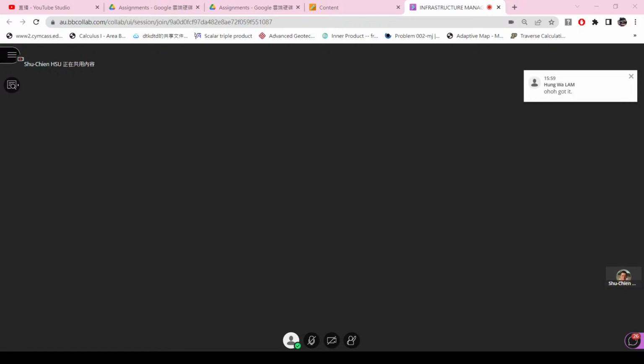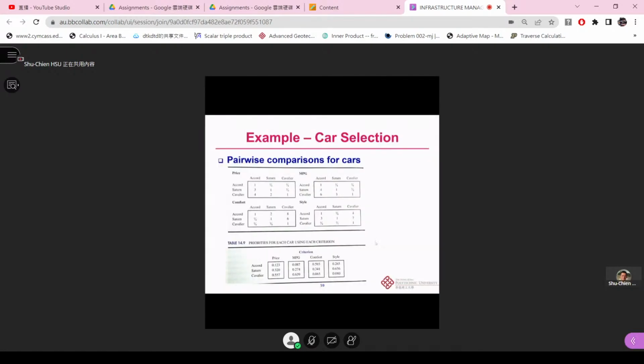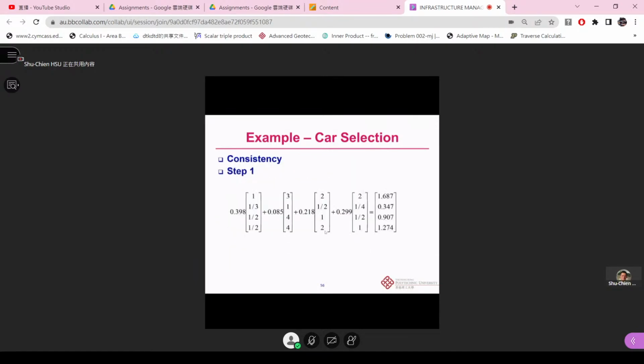All right, then let's continue. Here, I will just mention, we just finished the pairwise comparison for the cars, right? So then the priority for each car using each criterion, what we can do is we actually need to convert all these metrics again, like what we just did here.